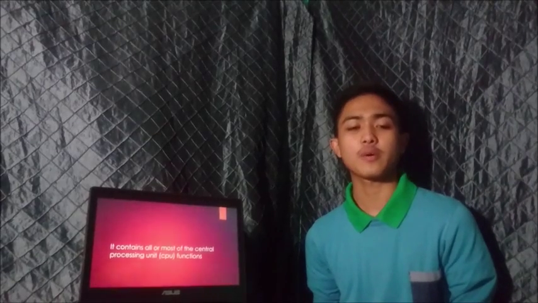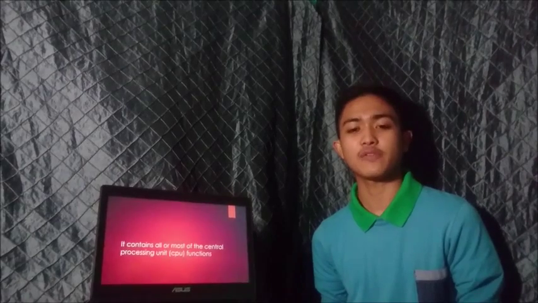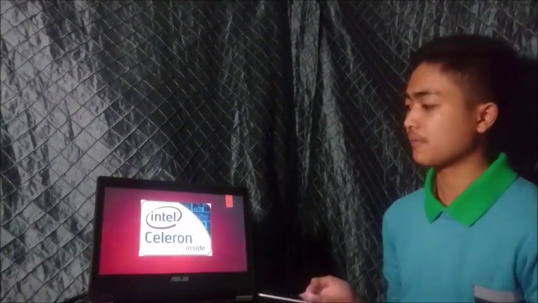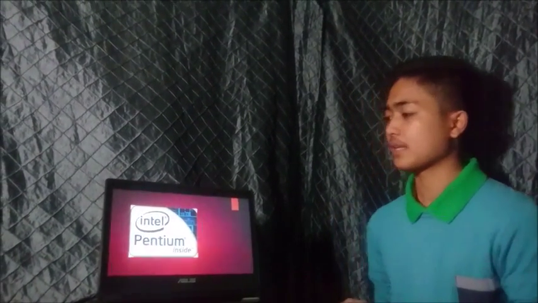Today, there are two primary manufacturers of computer microprocessors, Intel and AMD, or Advanced Micro Devices. When we talk about Intel, it has three basic desktop CPUs. These are the Intel Celeron, the Intel Pentium, and the Intel Core, which is now the most advanced microprocessor. When we talk about AMD, it has the AMD Sempron, AMD Athlon, and the AMD Phenom.